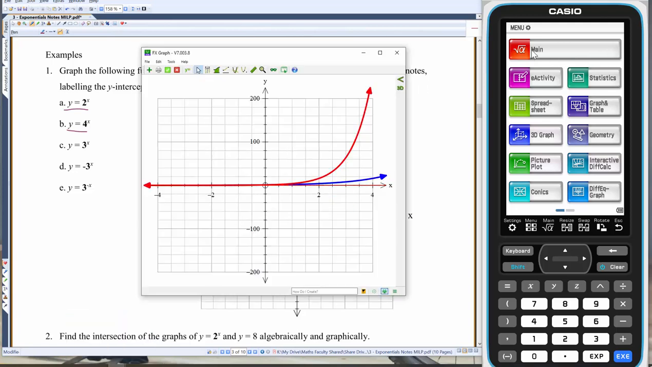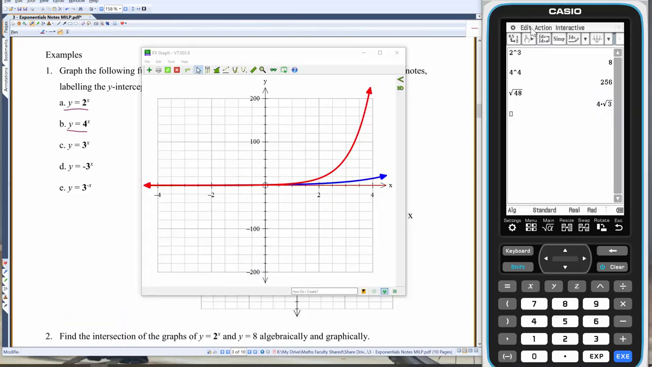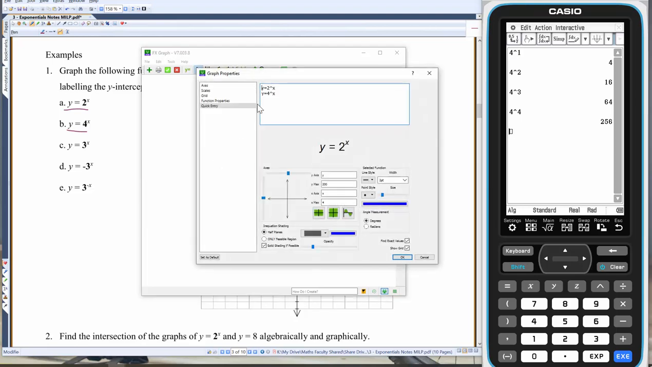Now remember, you can get those key points on your calculator simply by going 4 to the power of 1, 4 to the power of 2, 4 to the power of 3, and 4 to the power of 4. So subbing in those x values and then plotting the points, and then doing the same for the negative ones. Although again, you can see that it's going to get extremely close to 0 very quickly. All right, then we've got y equals 3 to the x, which should be somewhere in the middle of those.